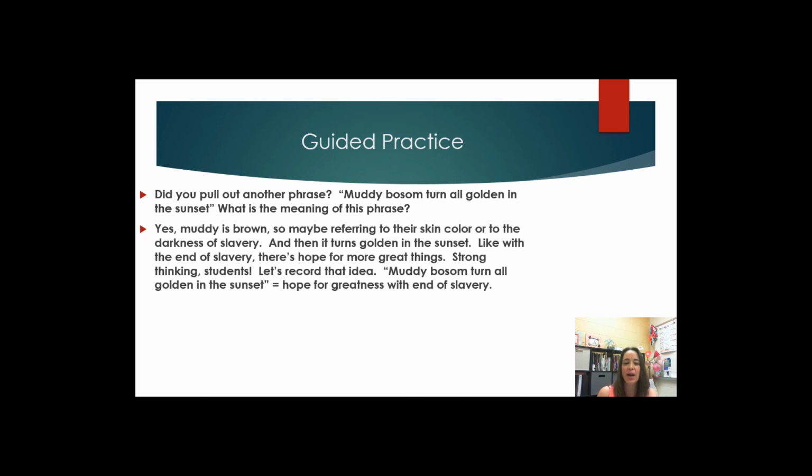Yes, muddy is brown, so maybe referring to their skin color or to the darkness of slavery. And then it turns golden in the sunset. Like with the end of slavery, there's hope for more great things. Strong thinking, students. Let's record that idea. Muddy bosom turn all golden in the sunset. Hope for greatness with end of slavery.